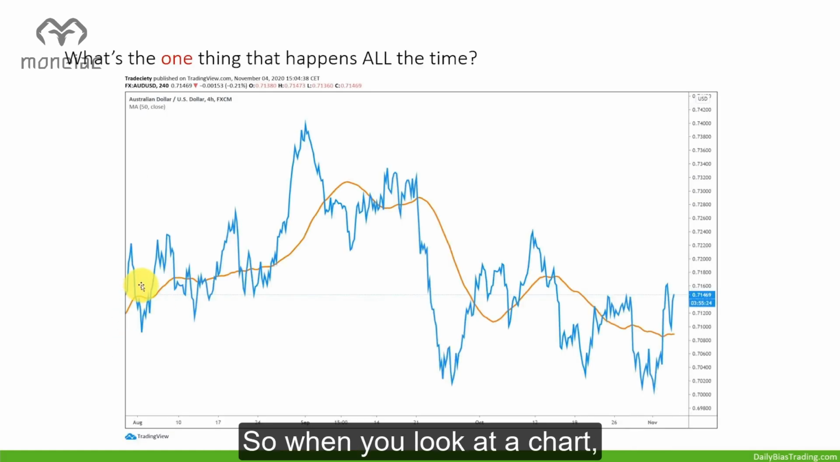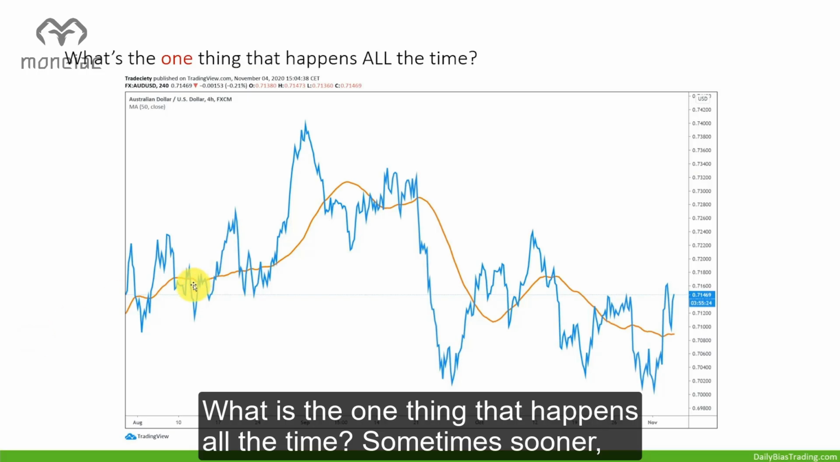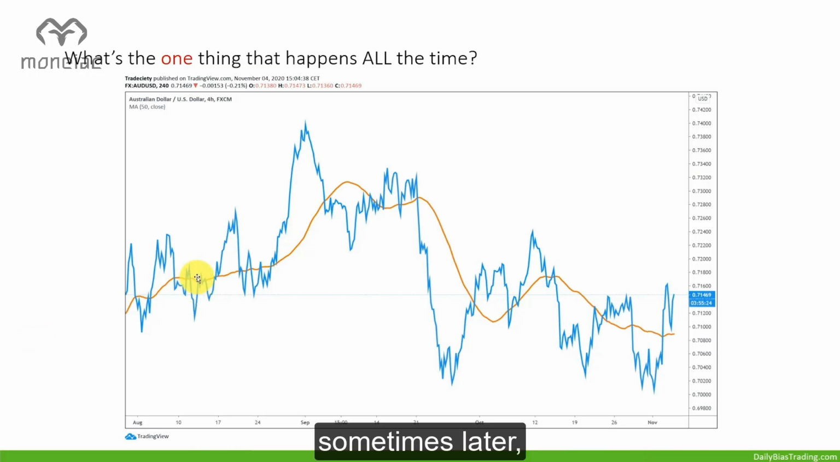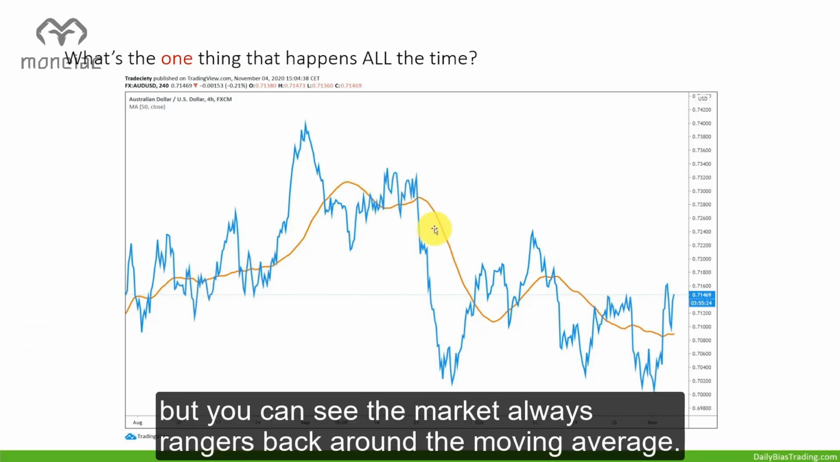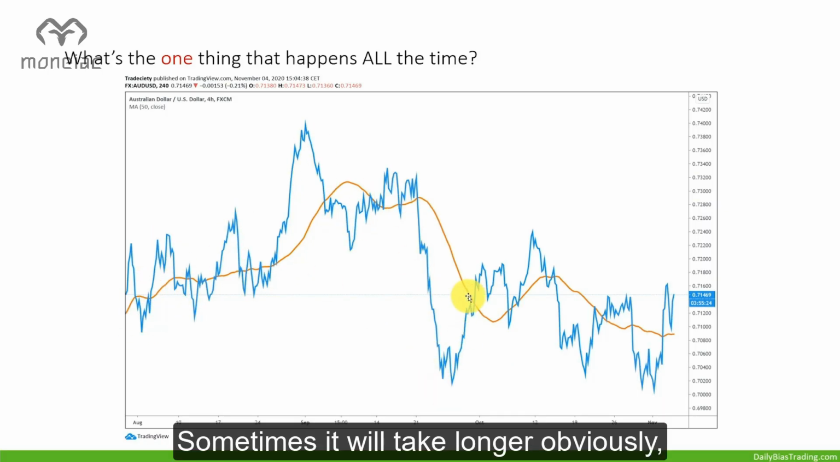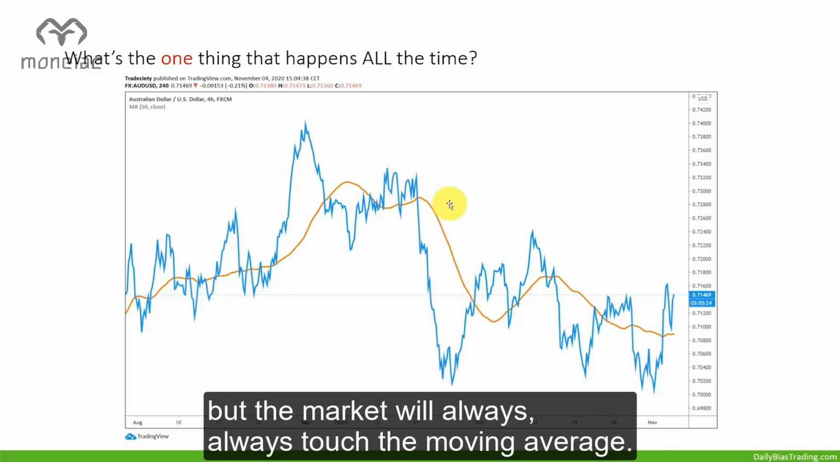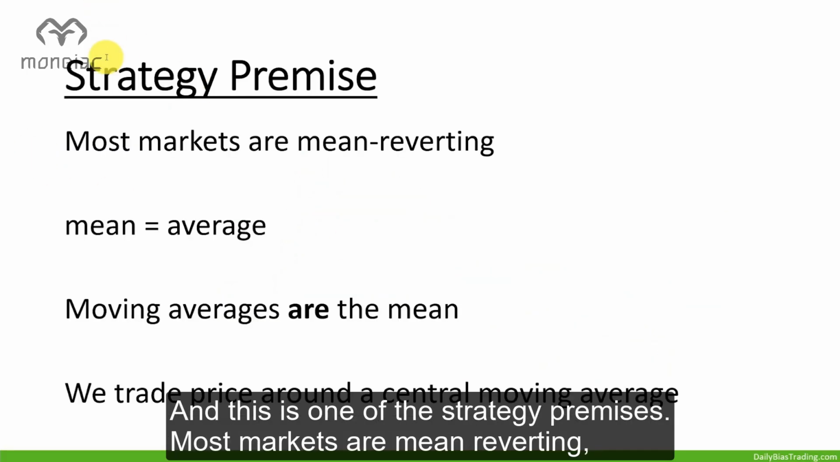So when you look at a chart, you can see we have a line chart and there's a moving average. What is the one thing that happens all the time? Sometimes sooner, sometimes later, but you can see the market always ranges back around the moving average. The market always comes back. Sometimes it will take longer, obviously. Sometimes the market will move further away from the moving average, but the market will always touch the moving average. And this is one of the strategy premises.